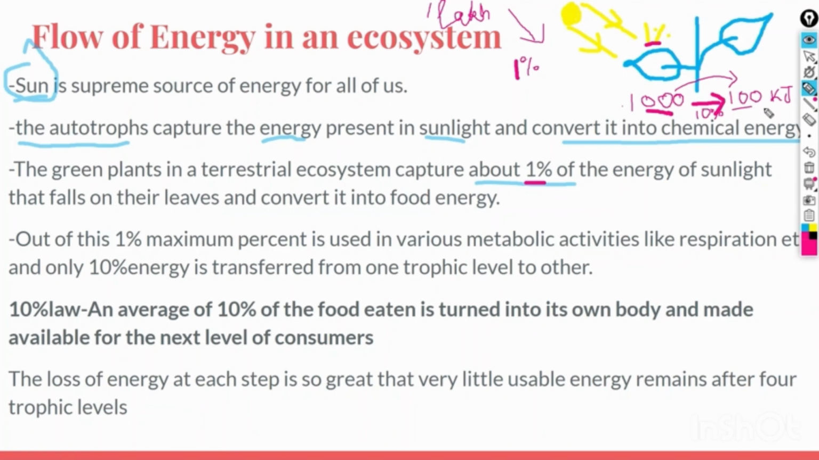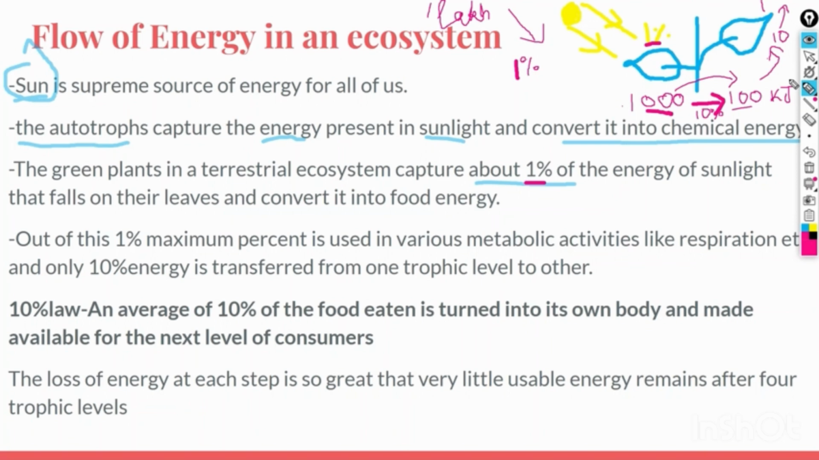Then out of this 100, again 90% of the energy will be used by various metabolic activities of the primary consumer. The consumer has to grow, it has to reproduce, it has various other metabolic activities, so it is used there. And out of this 100, again only 10% is left and is further transferred to the next trophic level, and we have only 10 kilojoules of energy which is further transferred. Then again this is also used for various activities, and only 1 kilojoule of energy is transferred to the final tertiary trophic level, or the tertiary consumers.